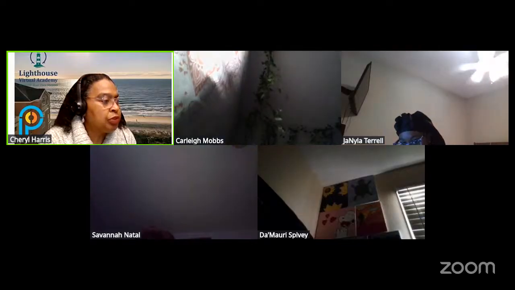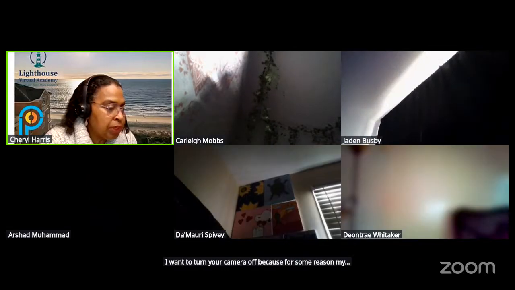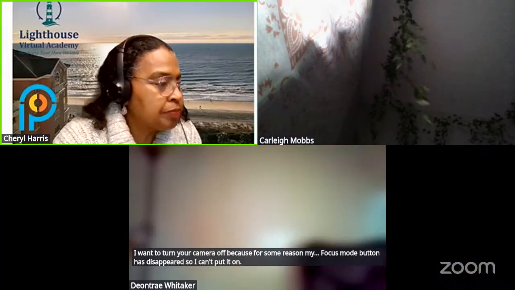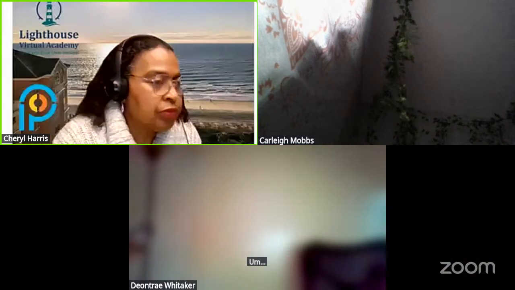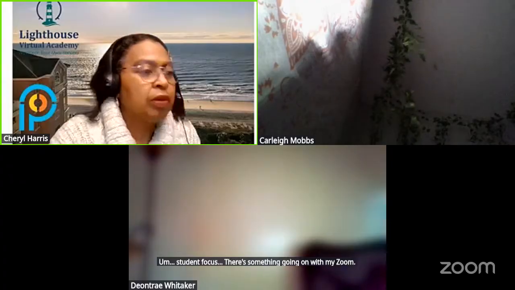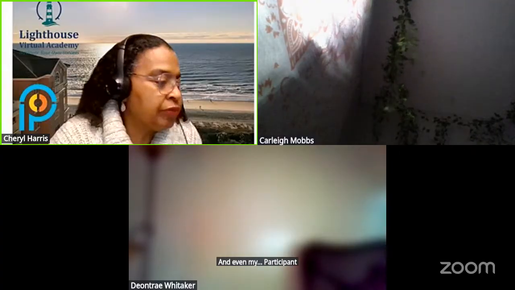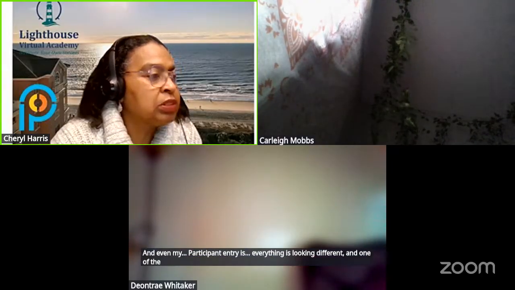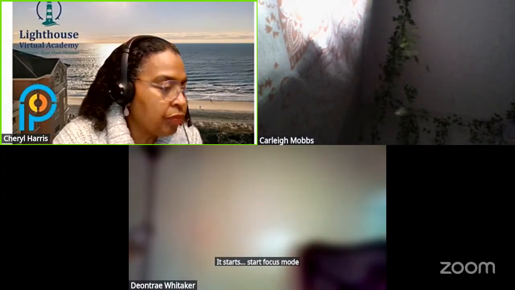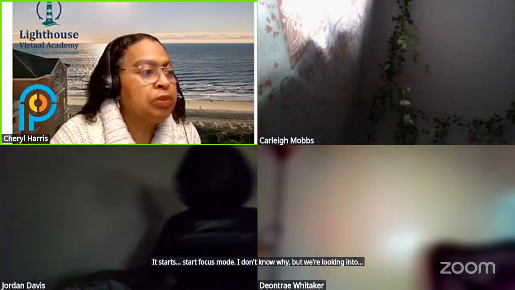You might want to turn your camera off because for some reason my focus mode button has disappeared, so I can't put it on student focus. There's something going on with my Zoom. Even my participant entry everything is looking different. One of the buttons that is not available anymore is start focus mode. I don't know why. We're looking into why my Zoom looks the way it is.